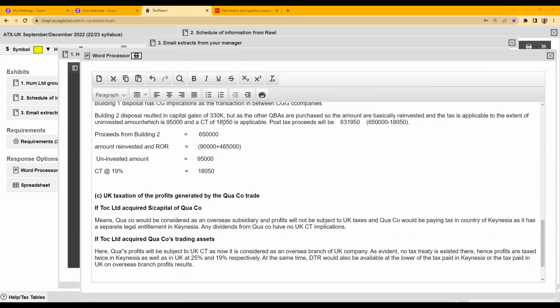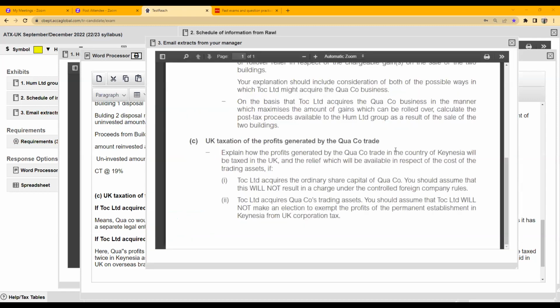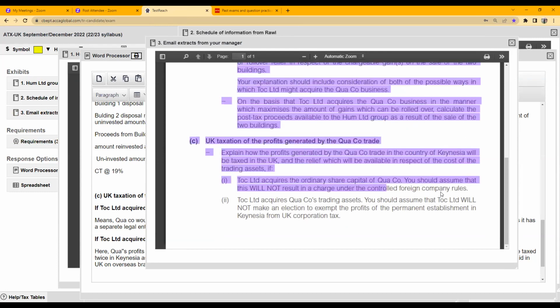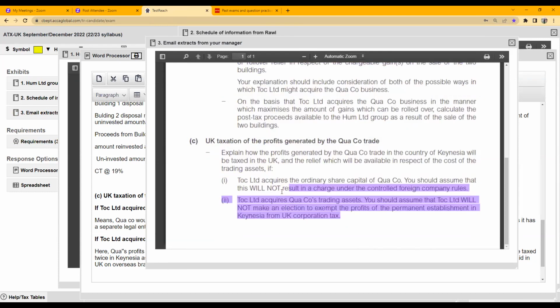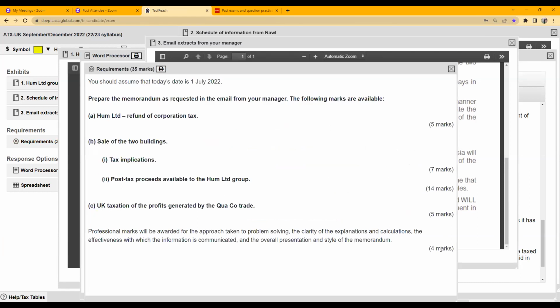Moses, you are asking, will it be right to talk about CFC implication on share capital acquisition? It is clearly denied here. Explain how the profits and relief will be available in respect of Kinesia trading assets. If Talk Limited is not under CFC control, you should assume that this will not result in CFC. If it is clearly denied, you should not consider anything, so please do not waste your time. Also, for the second point, it's mentioned that you should not consider permanent establishment exempt election. So you are not required, because this requirement pertains to 4 marks only.